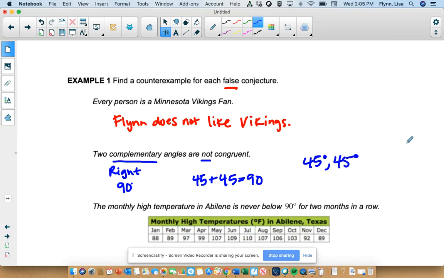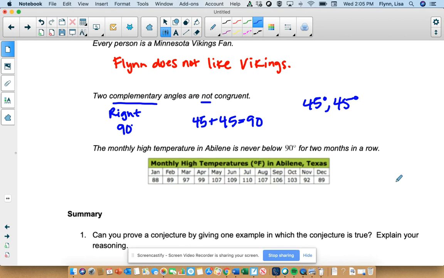Perfect. The monthly high temperature in Abilene is never below 90 degrees for 2 months in a row. Can we prove that false? Let's see. A bunch of temperatures there. I see 90. Wait a minute. Below. Gotta read directions. If we go back to the beginning, right away I saw 90, 88, and 89. So right there I can counter with January and February. It's the first thing in that chart.